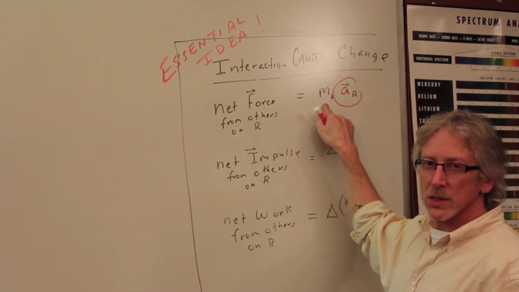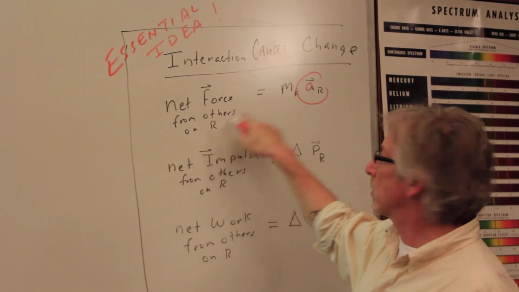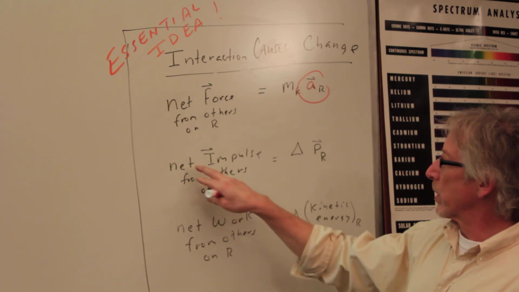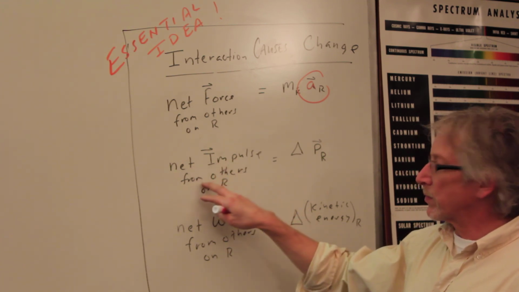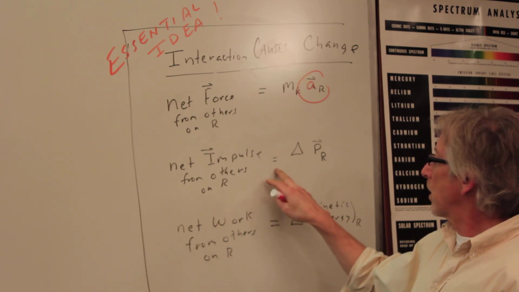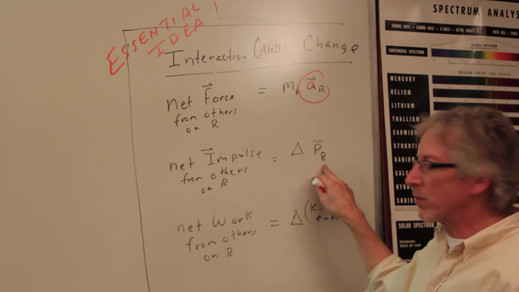Of course, mass resists that change. Net force interactions cause that change. We're going to reframe this. So we're going to talk about net impulse from other objects on the thing that we're looking at, the one object, causes the change in momentum. P is going to be our letter for momentum.